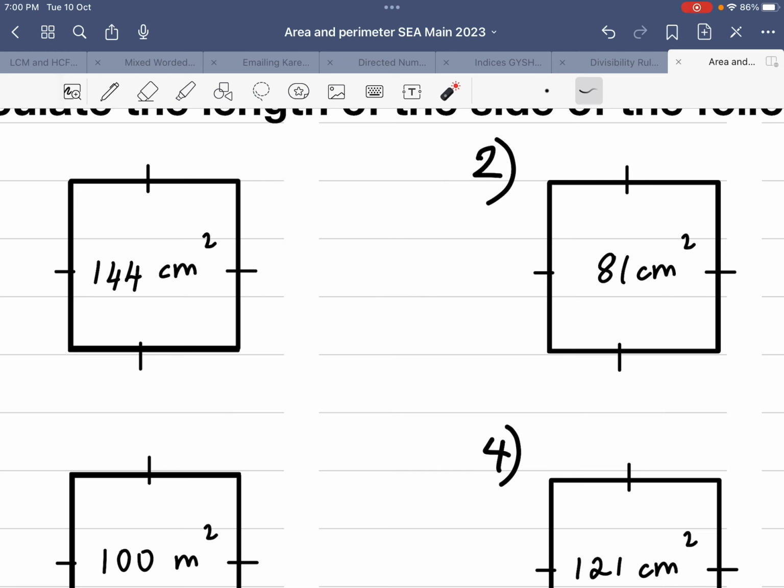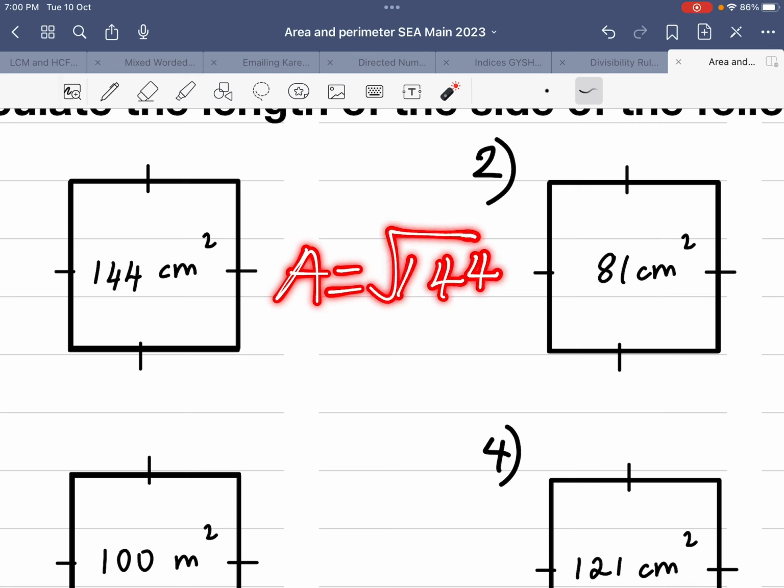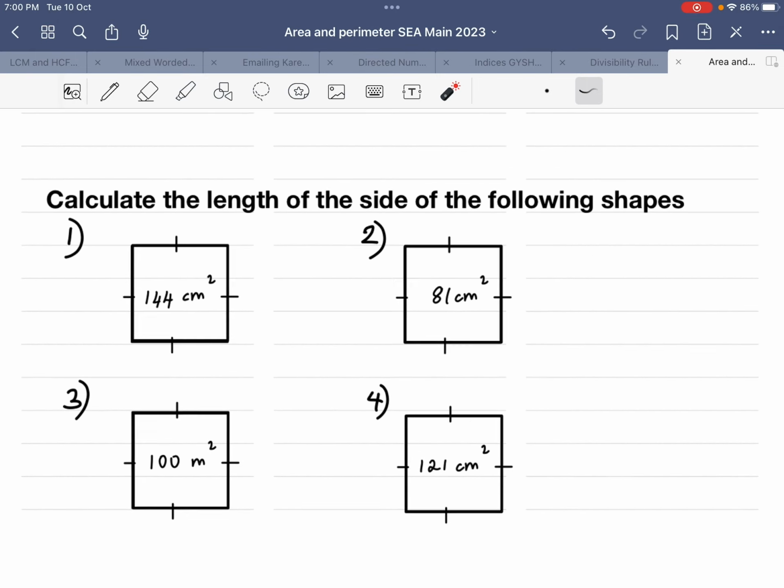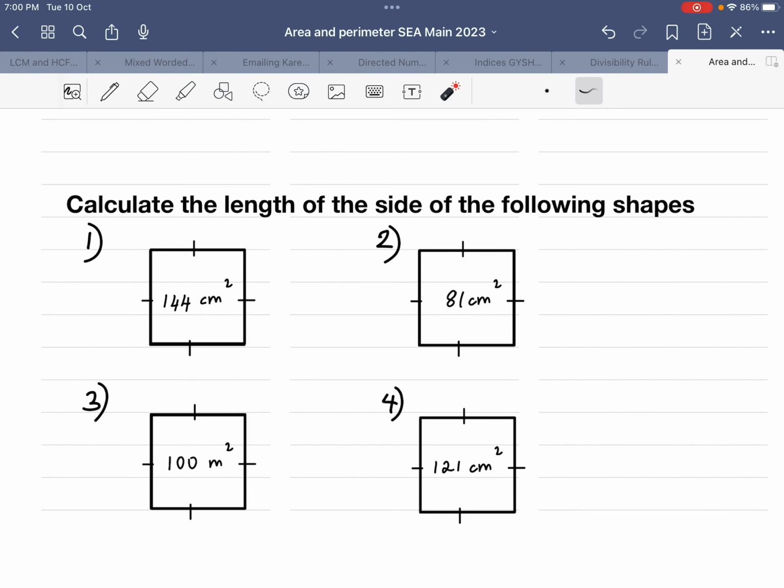So for number 1, the side will be the square root of 144, which will be 12 centimeters. Since it's one side, we just use centimeters, not centimeters squared. So when you are finished attempting these, you can pause the video, unpause the video, and then we will go on to the solutions.